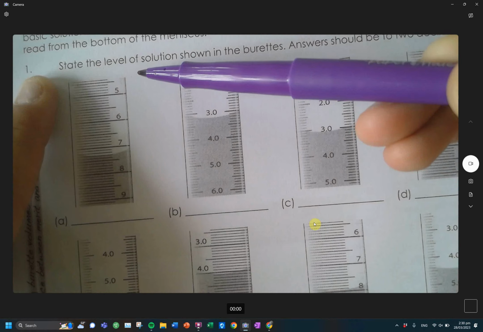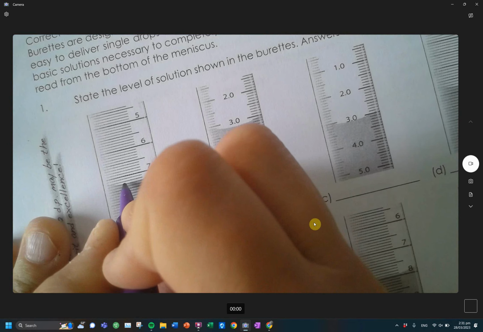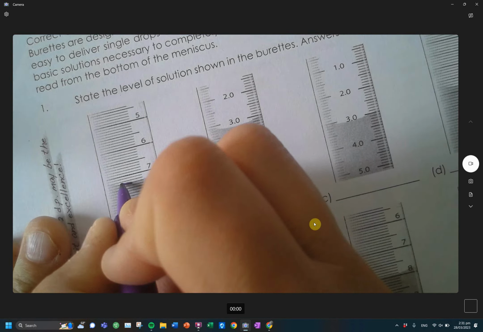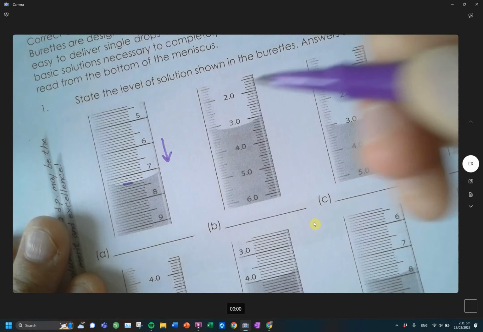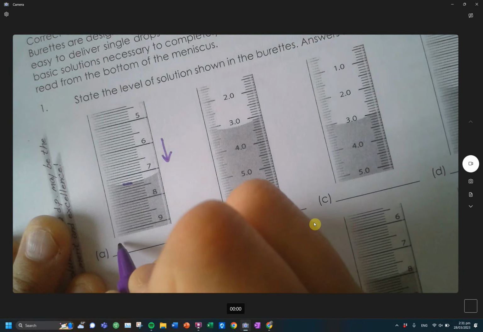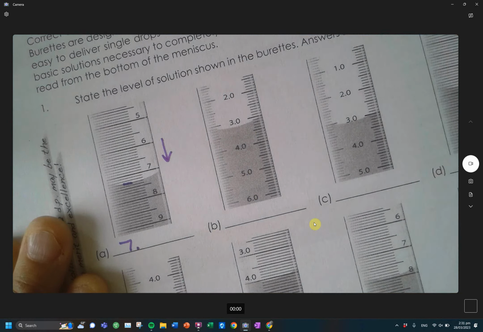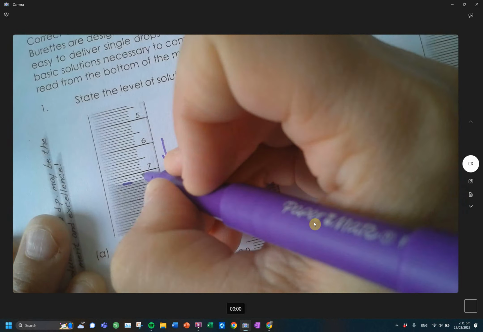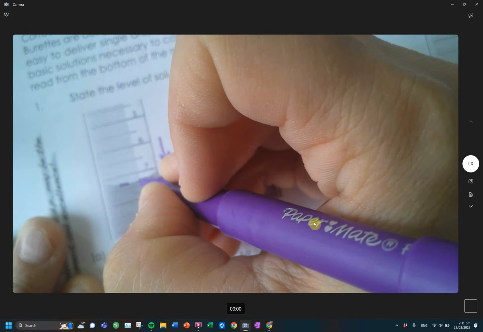Anyway, the top here is where the 0 is, the bottom is where the 50 is. Where I'm looking here, we are reading at the bottom of the meniscus, which is there. So make sure you're reading from the top down, not the bottom up. When I'm looking at this, I start with 7. Then each little line represents 0.1. So 7.1, 7.2, 7.3.